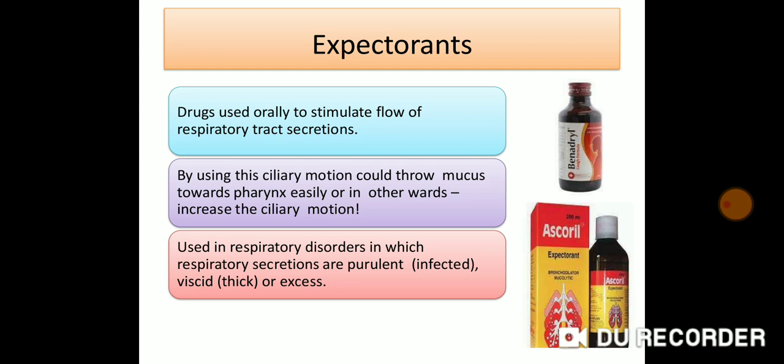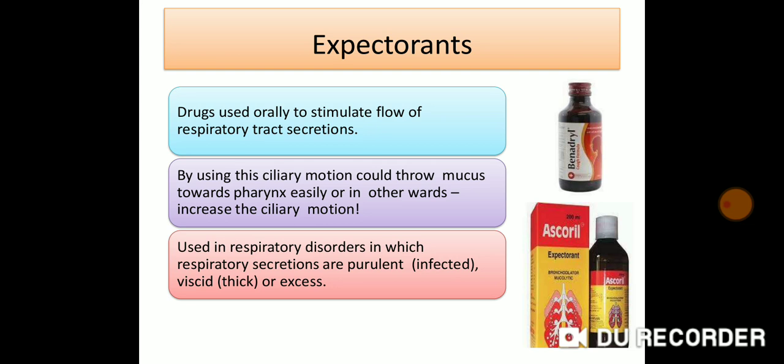There are three different situations: where the respiratory secretions are infected, where they are thick, or where they are in excess amount. Two preparations are shown in the slide, one of which is Benadryl and another is Ascoril. These are expectorants. Another preparation, Ascoril D, is used for dry cough.